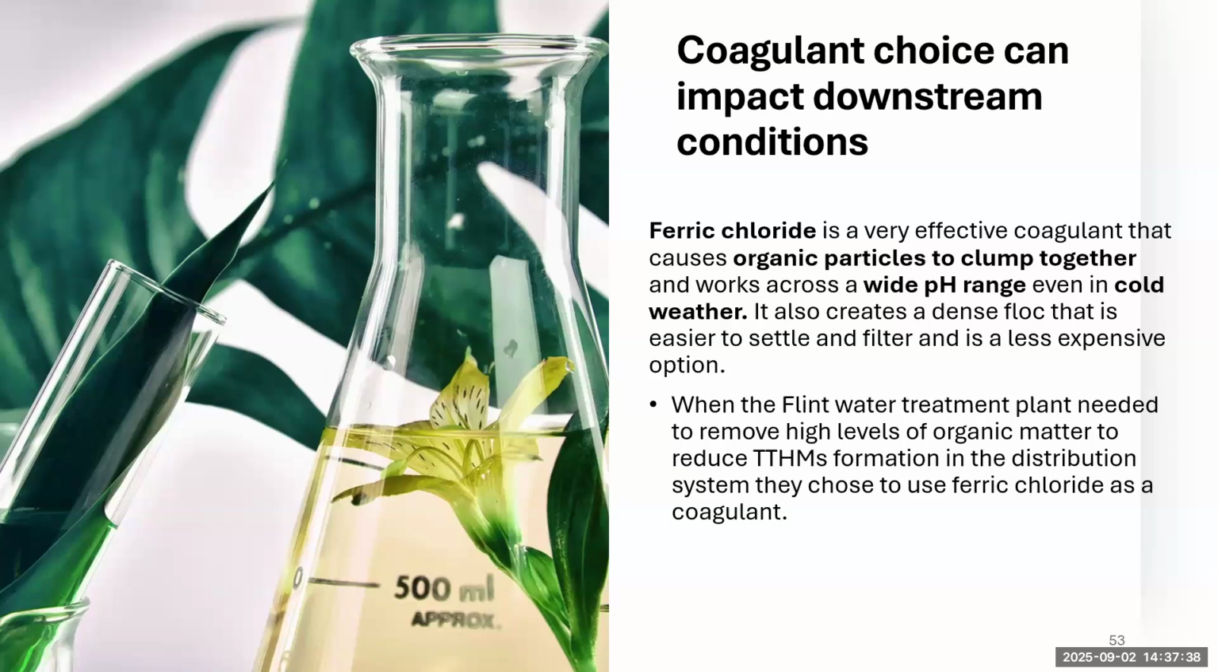They had the Flint River water that had high levels of organic matter, and they wanted to prevent TTHM formation, disinfection byproduct formation in the distribution system. TTHMs are cancer causing, and they wanted to remove those. So they chose ferric chloride. It also works in cold weather. Flint, Michigan is cold. It works across a wide range of pHs. They didn't have to adjust pH, and it's cheaper too.